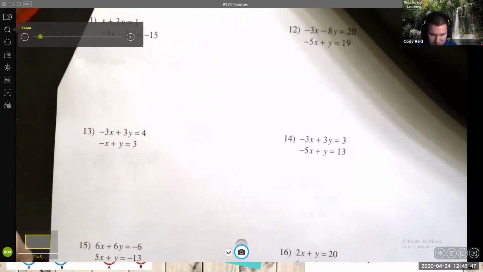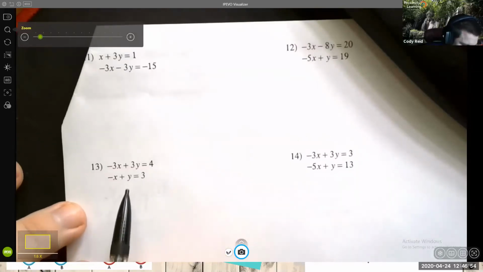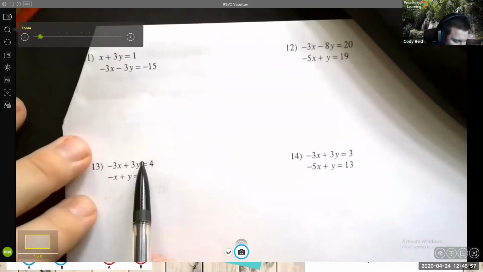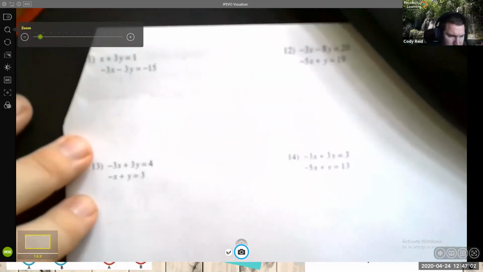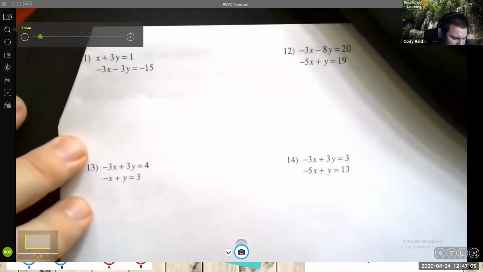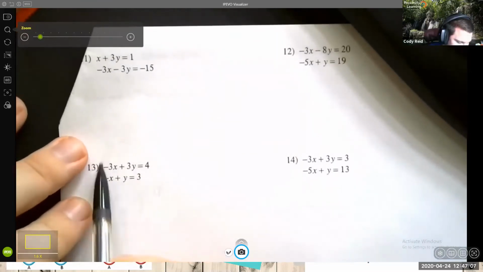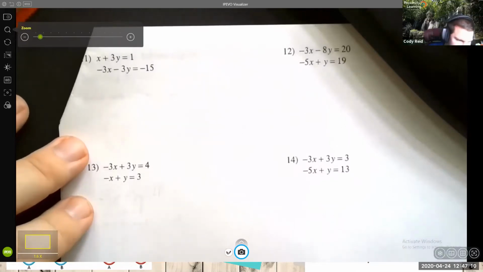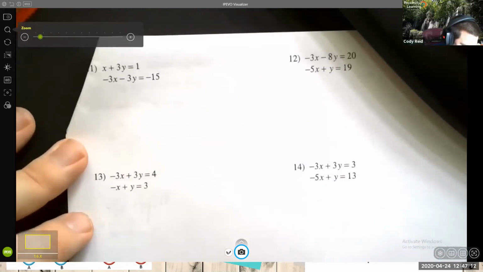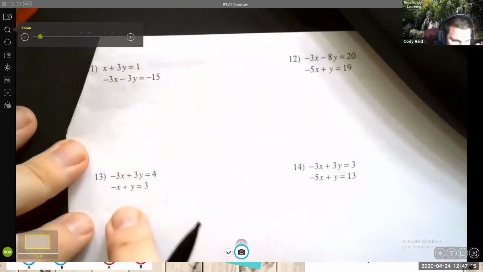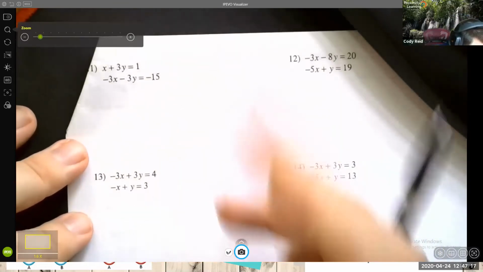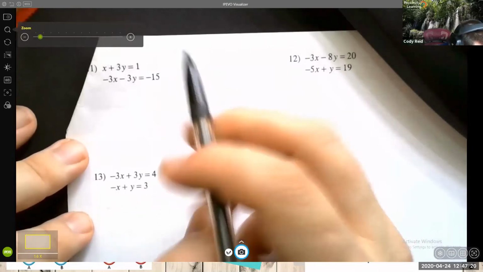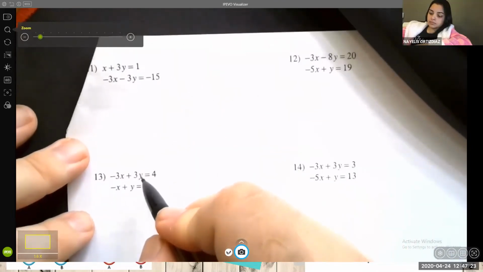starting with substitution. What you're going to do with substitution is essentially take one of these equations and put it back in the other. You're going to take either this equation or this equation. Say I'm going to take negative x plus y equals 3, and I want to get y by itself so I can plug it into the top equation.